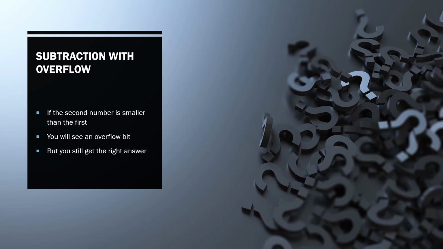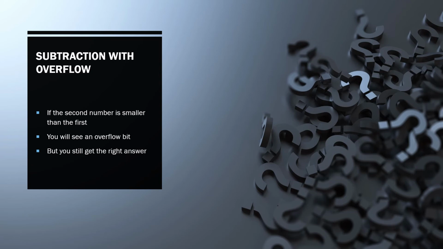Now let's look at the other type of result that we might get. If the second number is smaller than the first, so if you're doing like 8 minus 2, you'll end up with a positive answer, won't you? The result is a positive number. In that case, there is an overflow bit, but it's not an error. It's just the way 2's complement corrects the top bit to prevent it from being minus.